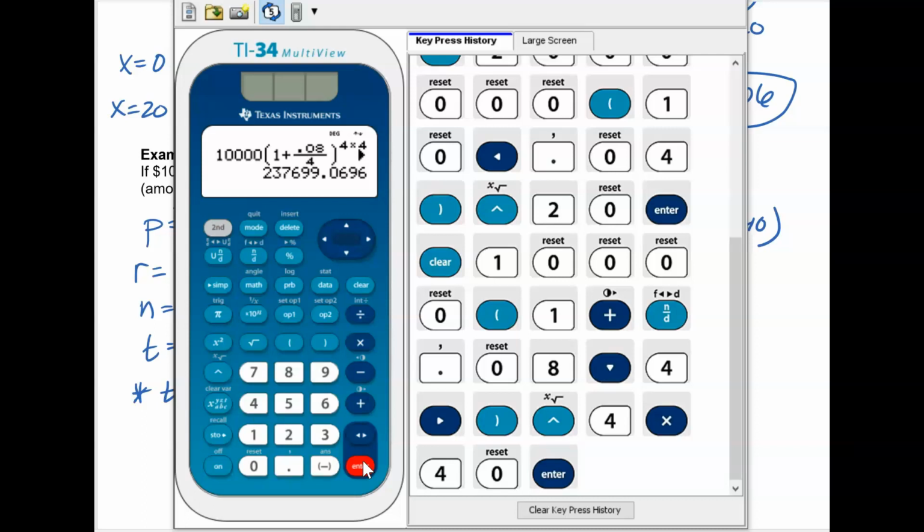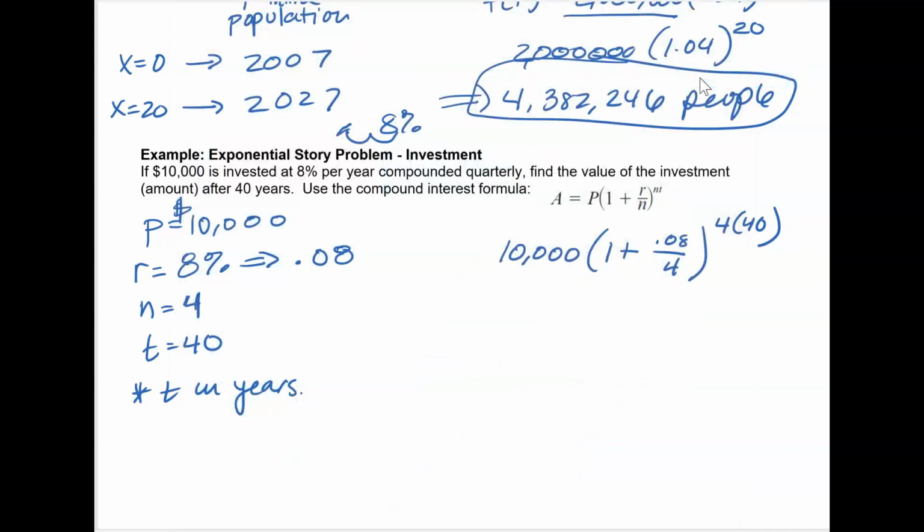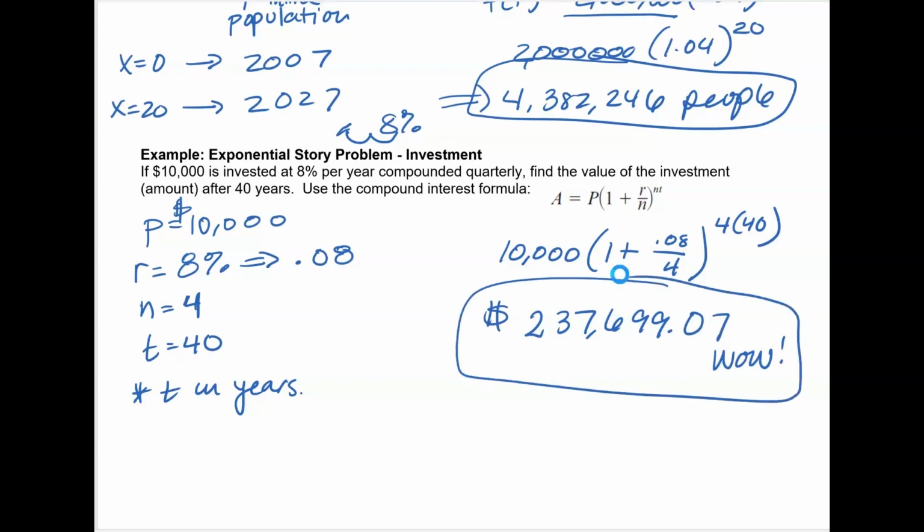$237,699. And if we round to cents, it's going to be 7 cents, which is kind of crazy to think that's $10,000. You put in 10,000 and you get over 200,000. So the power of compound interest. So let me just go ahead and write that final answer. $237,699.07. Holy moly. Wow.